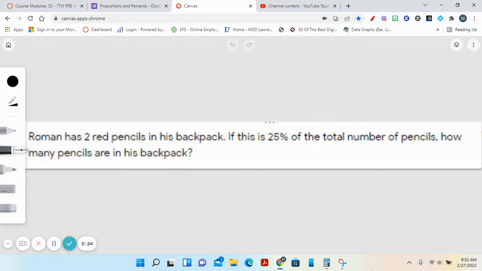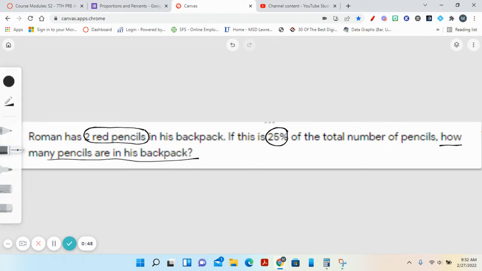So we have 2 red pencils, and we have that this is 25% of the total number of pencils. And then remember, X is going to be the question that we're trying to answer. What is the question that the problem is trying to get us to answer? We're trying to figure out how many pencils are in his backpack.